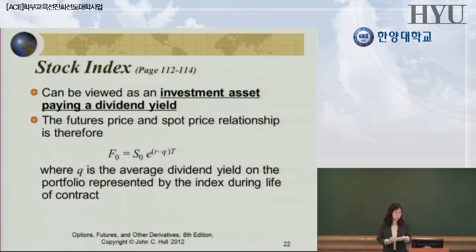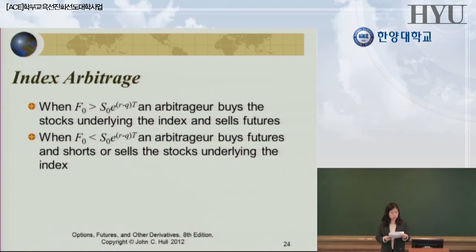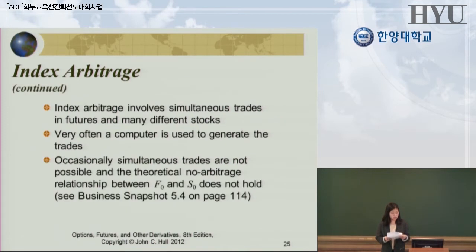And now, stock index. A stock index can be viewed as an investment asset paying a dividend yield. So the formula is the same as before. For the formula to be true, it is important that the index represents an investment asset. Index arbitrage is also the same as stock arbitrage.